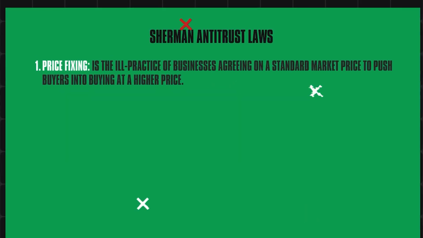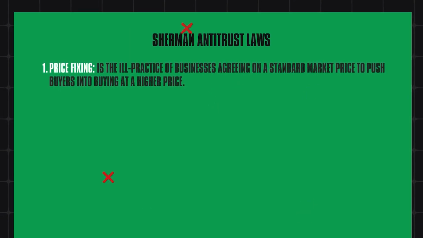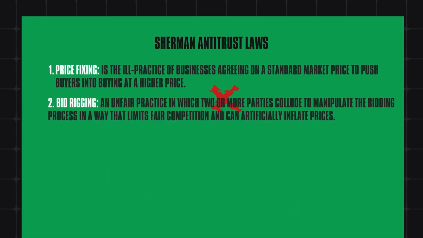As far as the Sherman Antitrust Laws go, you must know price fixing, which is the ill practice of businesses agreeing on a standard market price to push buyers into buying at a higher price. Bid rigging is also an unfair practice in which two or more parties collude to manipulate the bidding process in a way that limits fair competition and can artificially inflate prices.